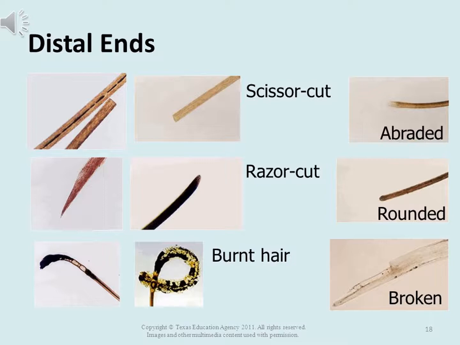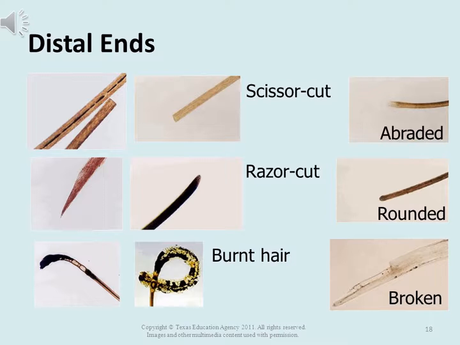Okay, and here we see some pictures of those different distal ends. So the tip ends there, if the hair was scissor cut, we see a nice sharp rectangular appearance. If it was razor cut, then again it appears to be more of a sharper cut. Burnt hair, as we see, can have some misleading features. It can look almost like it was the follicle end instead of a cut end. Or it can have even worse burning, as we see in that second burnt hair.